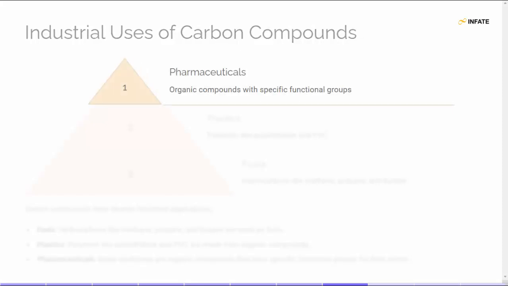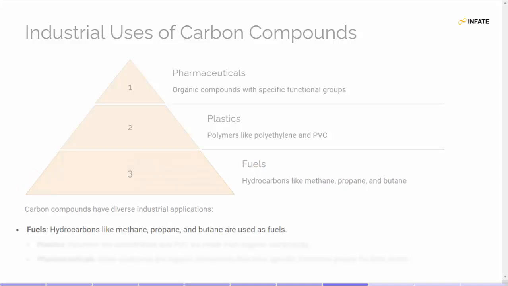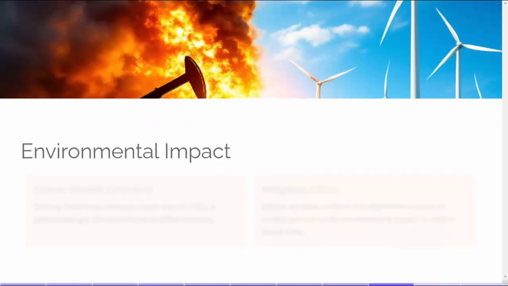8. Industrial uses of carbon compounds. Fuels. Hydrocarbons like methane, propane, and butane are used as fuels. Plastics. Polymers like polyethylene and PVC are made from organic compounds. Pharmaceuticals. Many medicines are organic compounds that have specific functional groups for their action.